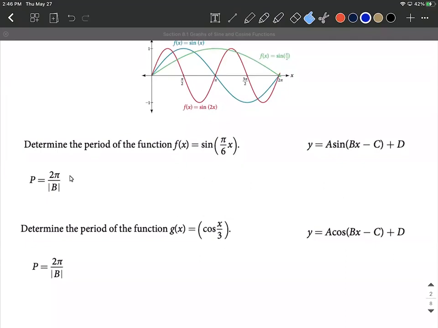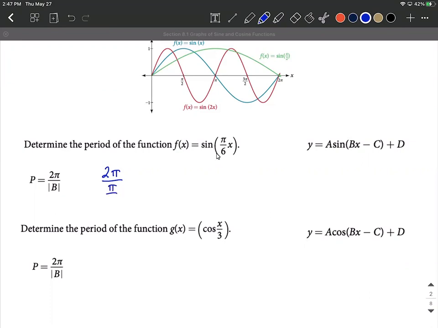So whenever you're doing this computation for the period, it's always the original period, 2 pi for sine and cosine situations here, 2 pi, their original period, divided by this multiple on the inside. And technically, it's the absolute value of the multiple on the inside. So as we set this up, I'm going to write 2 pi divided by the absolute value of pi over 6. So the absolute value of pi over 6 is just pi over 6.